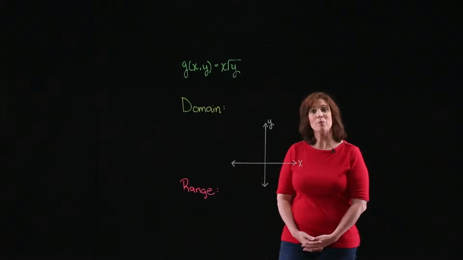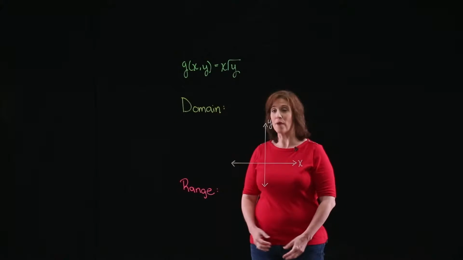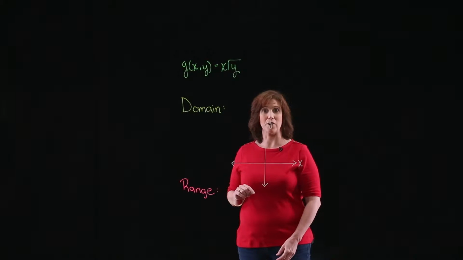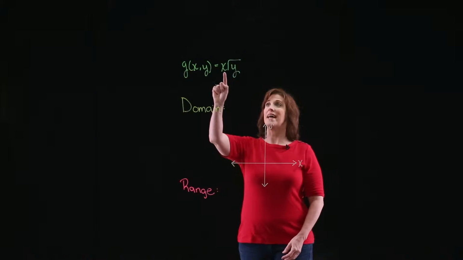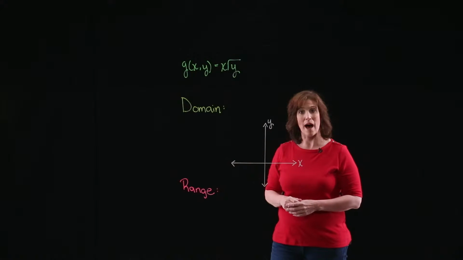Hi everyone, I'm Cheryl. In this problem, we're asked to find the domain and the range of a function of several variables. The function that we're looking at is x times the square root of y.